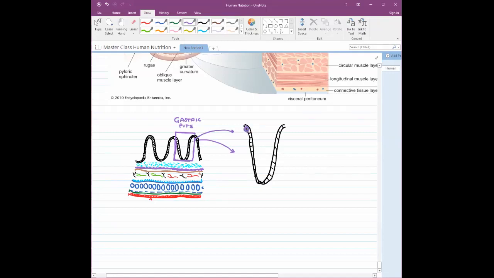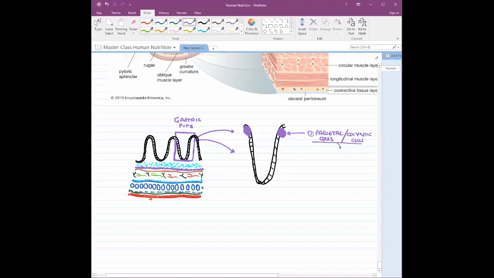Now, the first type of cells are a little on the larger side and generally found towards the top of your gastric pits. What are these ones, guys? These are called parietal cells. But these parietal cells, guys, have one more name: oxyntic cells. So parietal cells or oxyntic cells.